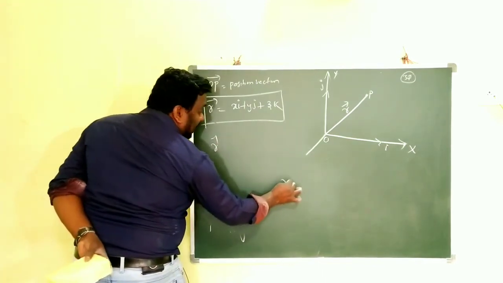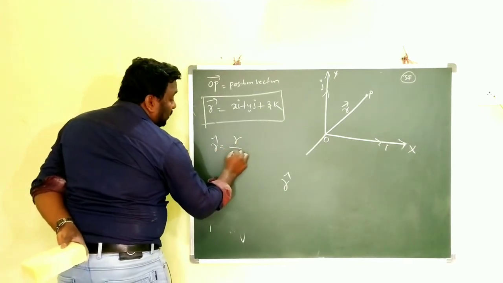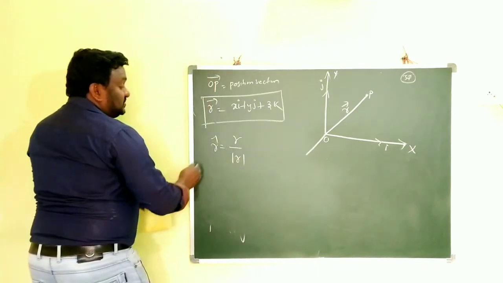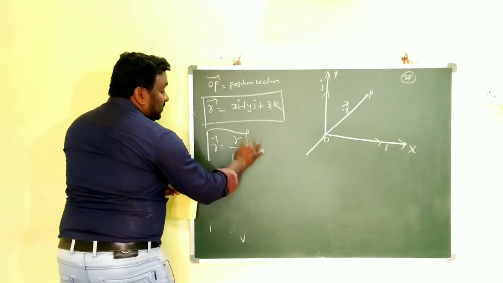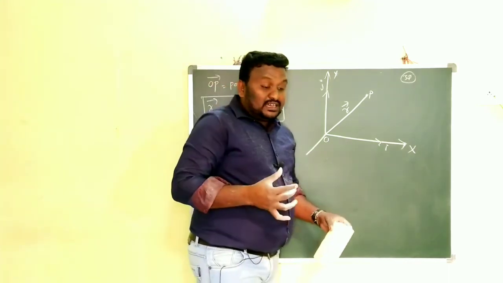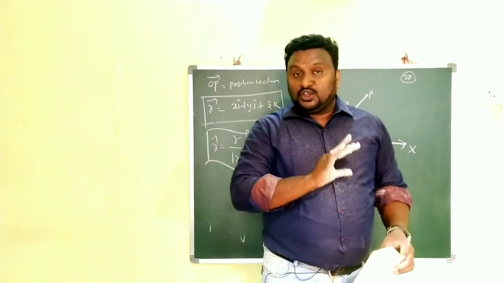Here R cap, that is the unit vector. That should be written as R by mod of R. This is now the unit vector. Generally, the unit vector can be defined like this. What I told you, a unit vector is nothing but a vector whose magnitude equals 1. That should be called a unit vector.